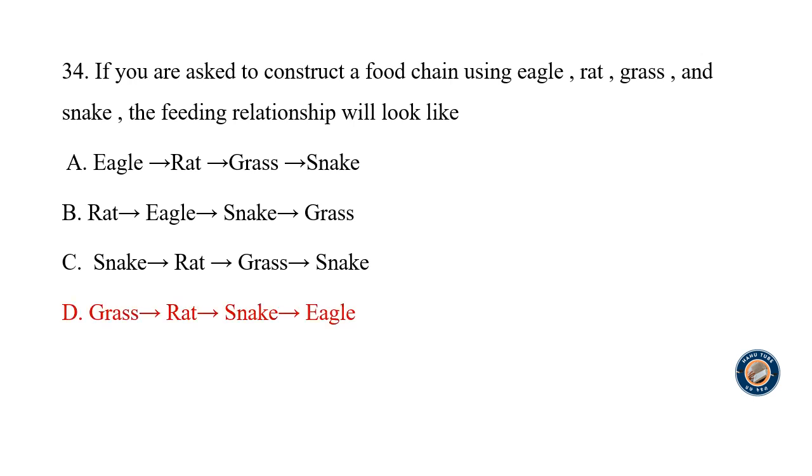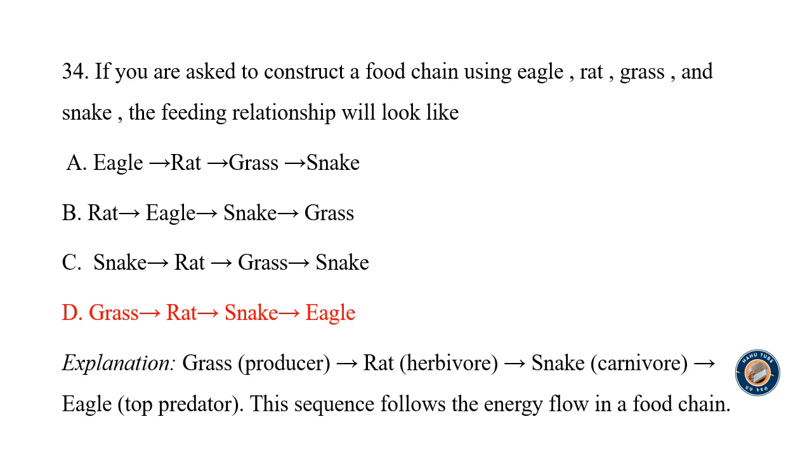The answer will be grass, rat, snake, and eagle. Grass, which is a producer, and then rat, which is a herbivore, and then the snake, which is a carnivore, and the eagle, the top predator. This sequence follows the energy flow in a food chain.